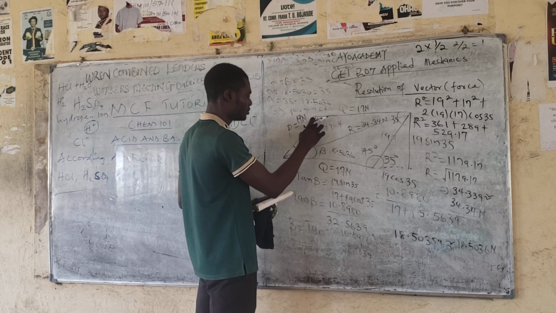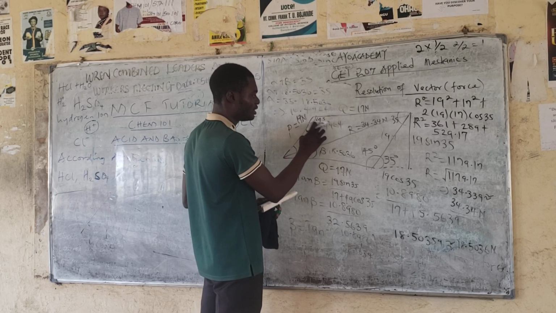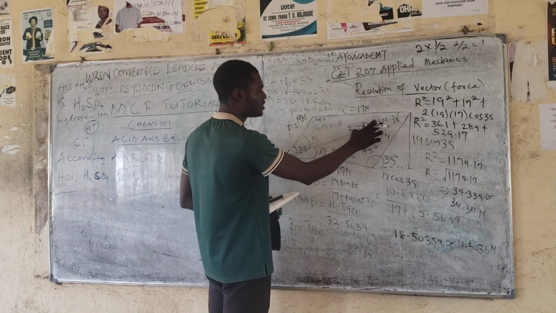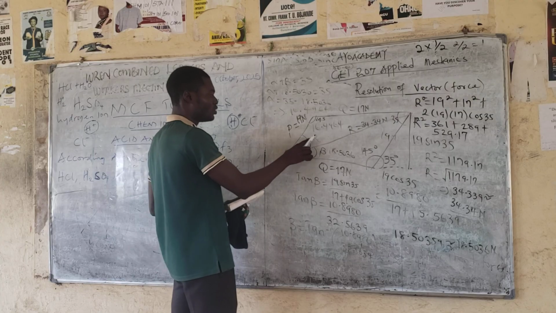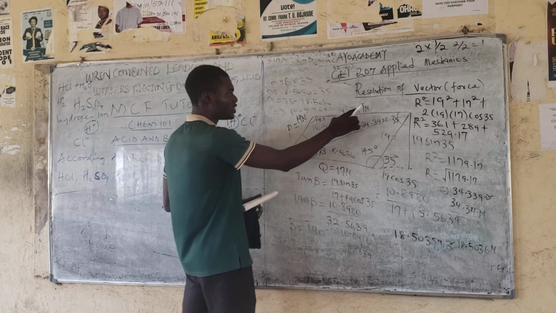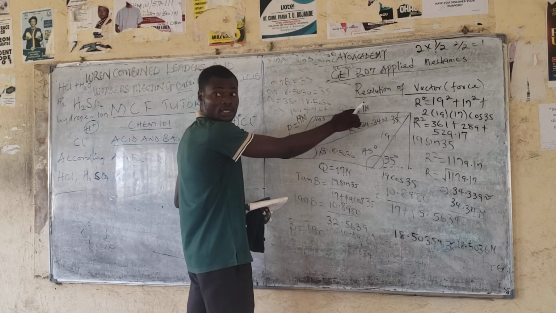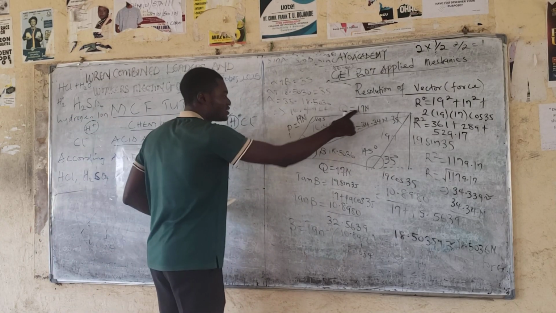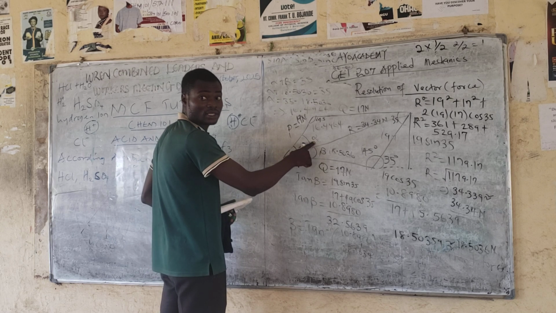This place is 145, and this place is 34.34. So we are looking for this side. Now this angle here is facing this side. So let's say that side will now be 17 over sine.